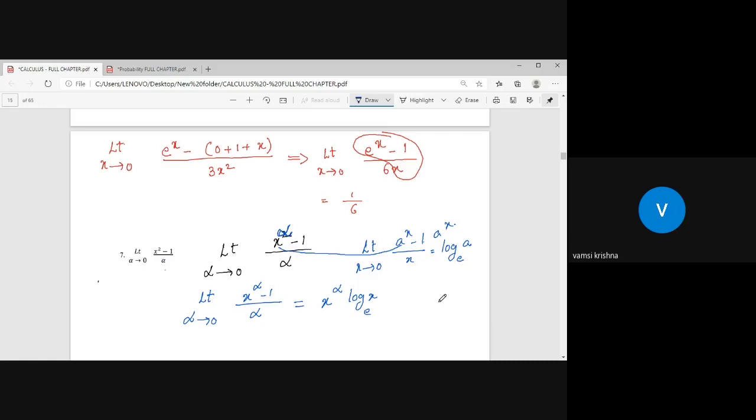Yes, x power alpha. Right. In place of alpha, if I substitute 0 now, then x power 0 into logarithm of x to the base e. So final answer is log x.